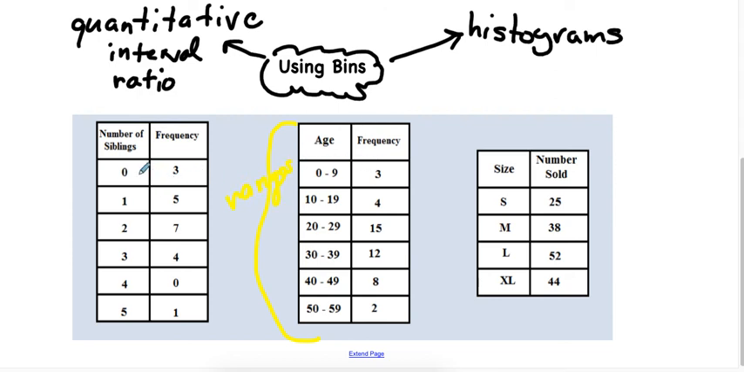Not like over here where I have number of siblings of 0, 1, 2, 3, 4, and 5. And over here, look at this. This is nominal data, right? It's just names. I can still do a frequency chart with nominal data, but when I have quantitative data, I can create these bins, and then I organize them into a chart.